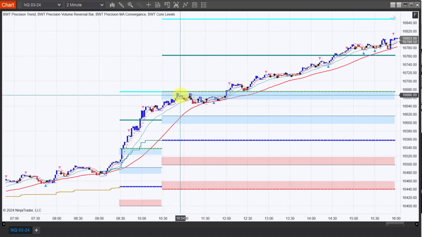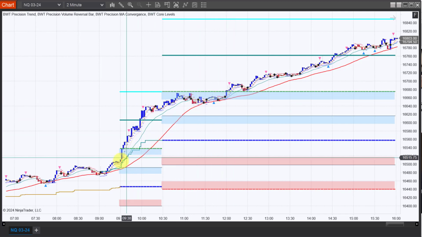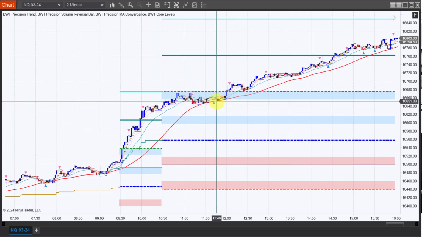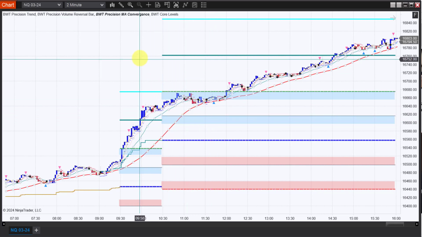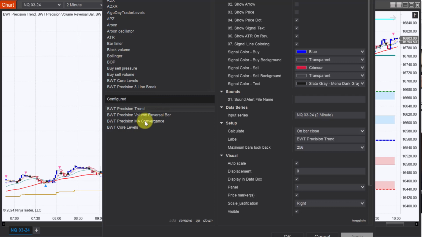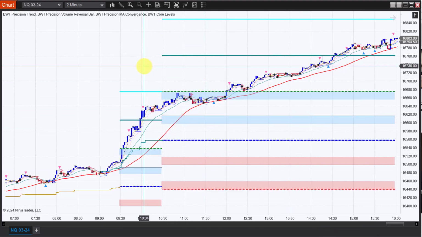Now notice when it hit green here, which is the first expected high, this is where the market kind of stalled for about an hour. So from about 11 to 12, the market kind of went sideways here and caught up with the trend line. This group of moving averages are the BWT MA convergence, and this was long before all these methods and stuff.